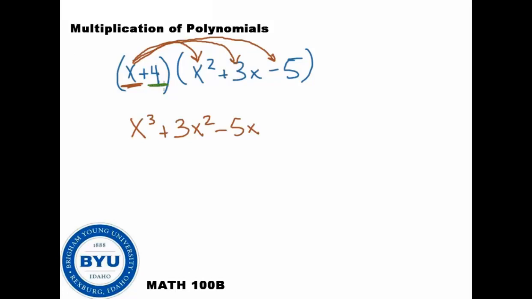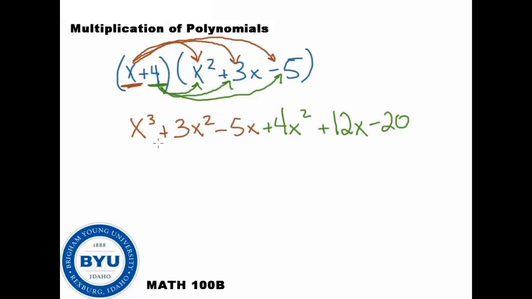I'm going to take the 4 and I'm going to distribute. So 4 times x squared, that's plus 4x squared. And then 4 times 3x comes out to be plus 12x. And 4 times negative 5 is minus 20. Our last step then is just to simply combine the like terms.